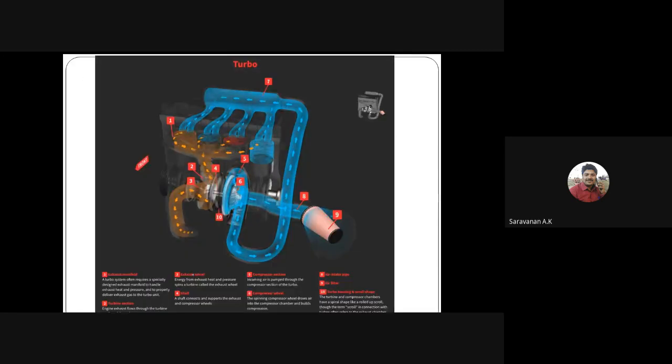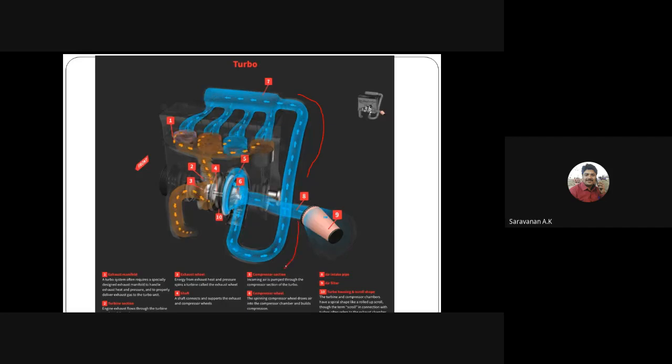Here you can see, in this diagram, the brown color is the exhaust and the blue color is the inlet air. The ninth one is the filter, and the eighth one is the inlet manifold of the air. That air goes through the sixth one, which is the impeller, and the fifth one is the turbine part. The atmospheric air is sucked in by the filter, passes through the compressor, and goes into the system.